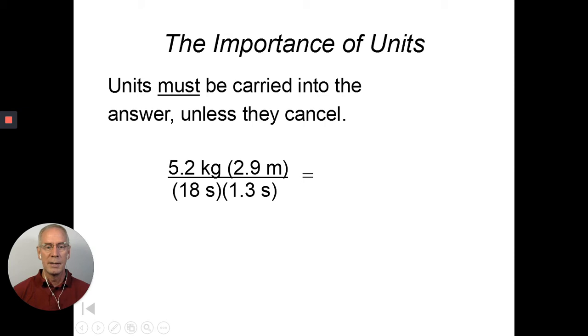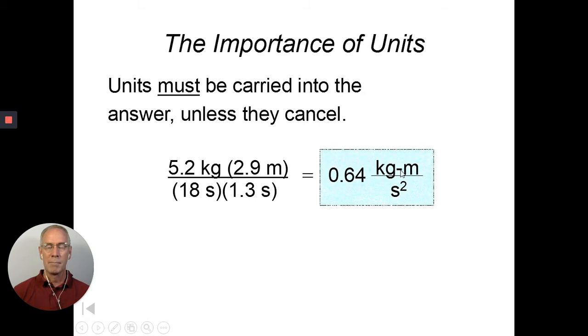So if I take a math expression like this and try to solve it, I can do the math on my calculator. 5.2 times 2.9 divided by 18 divided by 1.3. And that will give me a number, 0.64. Now the unit here is kilogram times meter divided by second squared. So I'd say kilogram times meter per second squared. That would be what's called a derived unit.